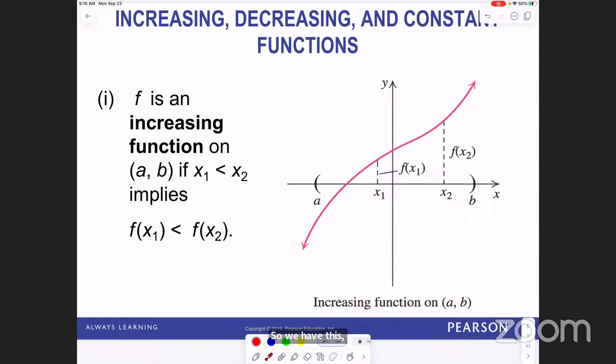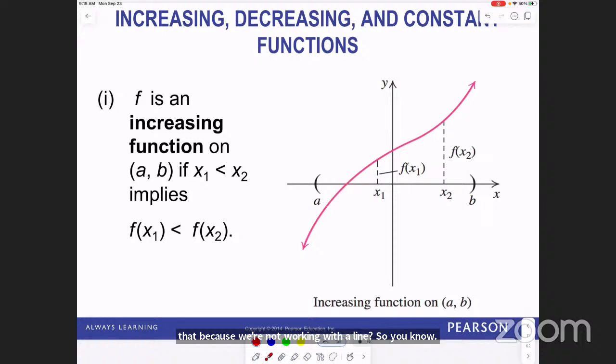Whenever we have x1 is less than x2, then the corresponding f of x1 is less than f of x2, right? So graphically speaking, as we trace the image from the left to the right, the graph is going to go up, right? That's what we mean by increasing. It's similar to how we talked about lines having a positive slope. It's a similar notion here, except we're not working with a line, we're working with a curve.